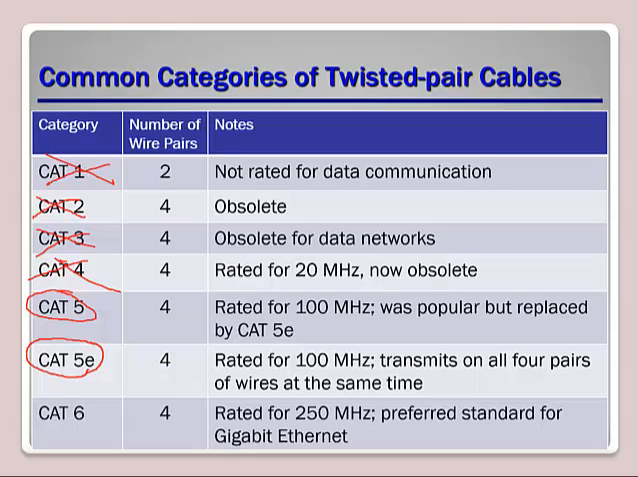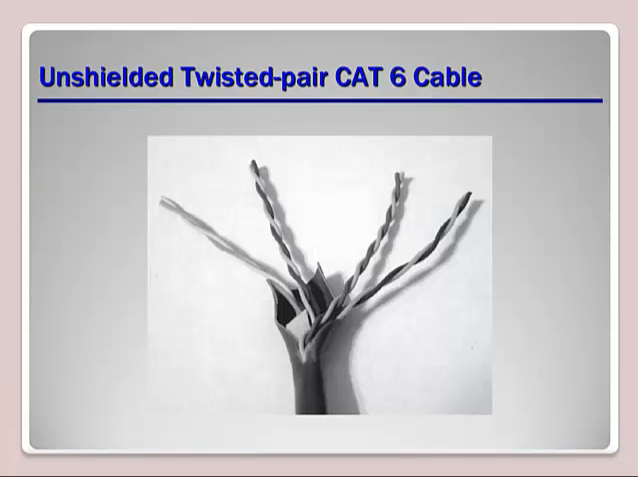Now Cat 6 has become very popular because of its ability to handle the gigabit Ethernet standards of 1,000 and 10,000 megabits per second. It's going to stay expensive for a while. But if you're looking to implement a gigabit Ethernet infrastructure, this is the way to go. All right, here's another look at unshielded twisted pair, the way the wires are twisted.